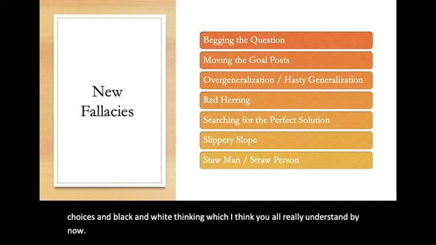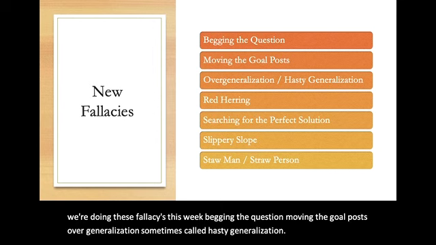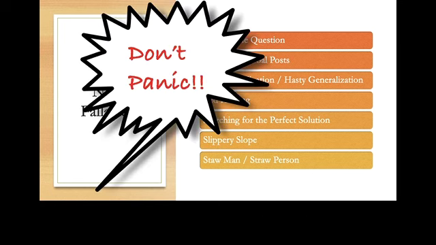And there's a couple in the book that we're just not doing because we can't do all the fallacies in the world, because then the test would be on 50 instead of on 23, which is actually going to be. And so we are doing these fallacies this week: begging the question, moving the goalposts, overgeneralization, sometimes called hasty generalization, red herring, searching for the perfect solution, slippery slope, and the straw man, or as some people are calling it so as not to be gender biased, straw person.